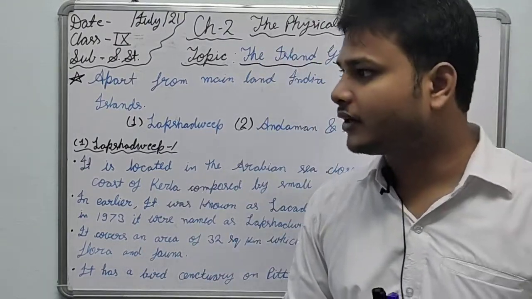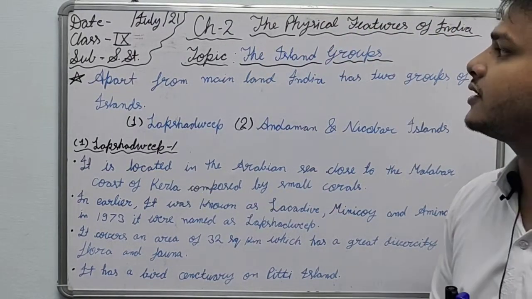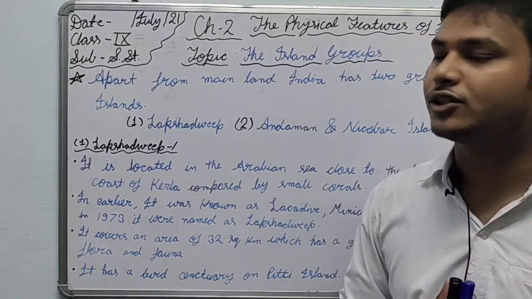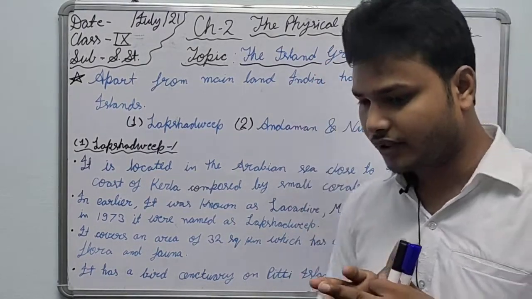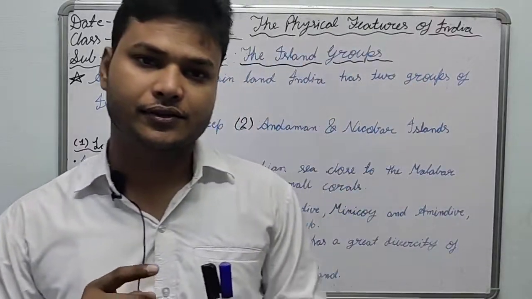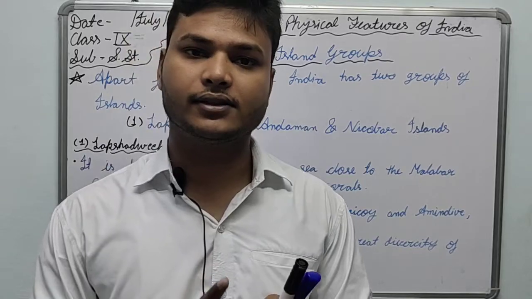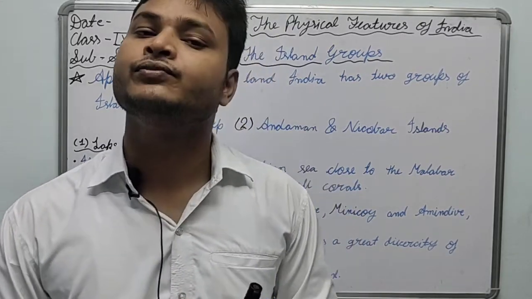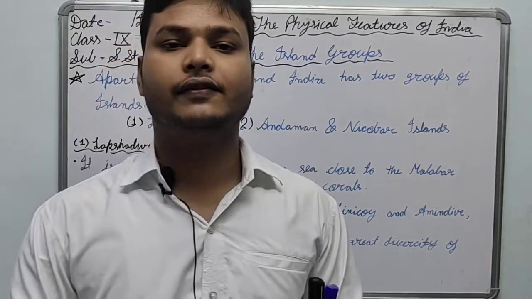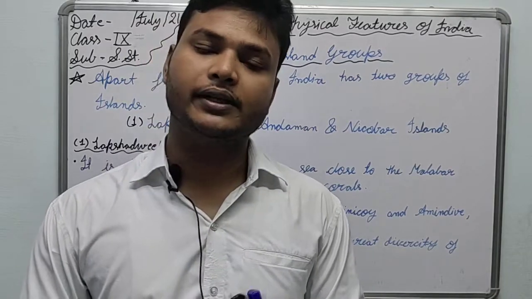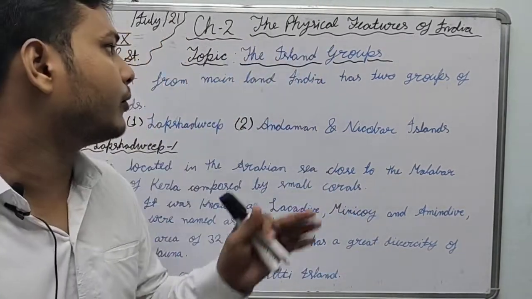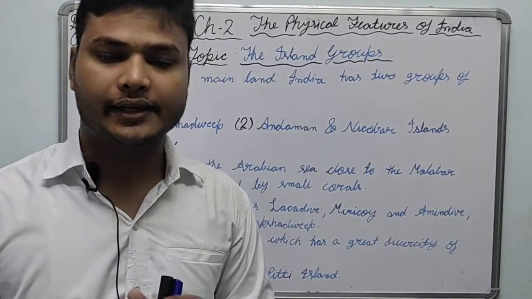So this is the second chapter, and we are discussing the physical features of India, and this is the last topic, that is the island groups. Okay, this is the last feature of India. First we have discussed the Himalayan range, second the northern plains, third the peninsular plateau, fourth the deserts, fifth the coastal plains, and now today the last one, we are going to discuss the Indian island groups.